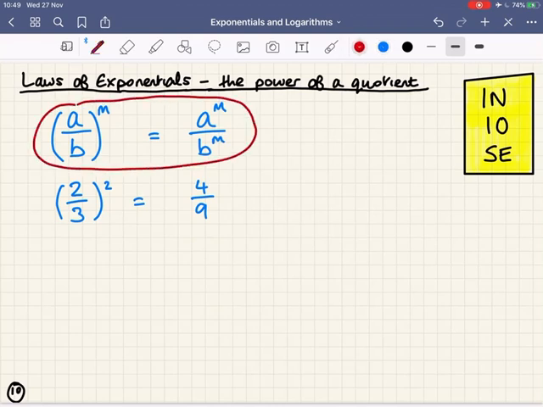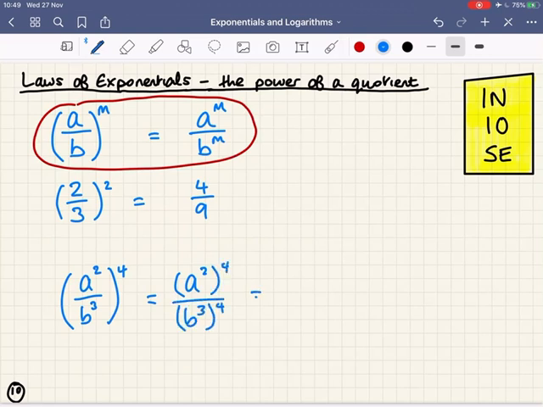And again, like before, if I happen to have an expression which had A squared over B cubed all to the power of 4, I can take each of those separately. That's A squared to the power of 4 over B cubed to the power of 4, which is A to the 8 over B to the 12. And again, hopefully you can see 2 times 4 gives me my 8 there, and 3 times 4 gives me my 12 there. Nice and straightforward.